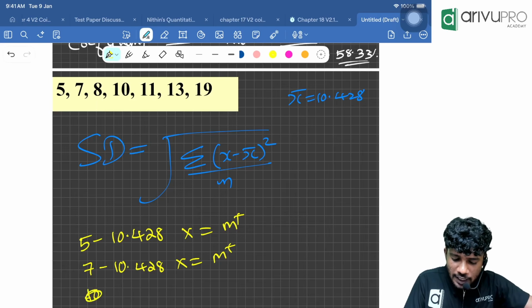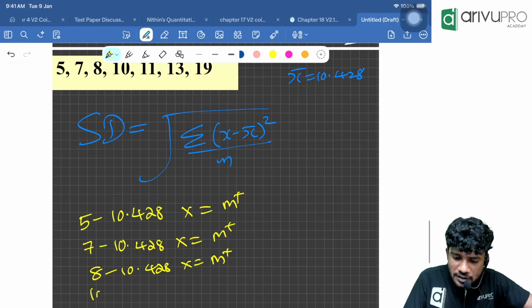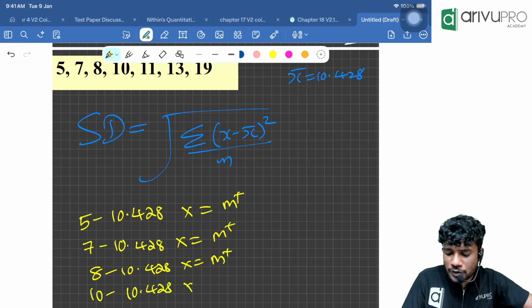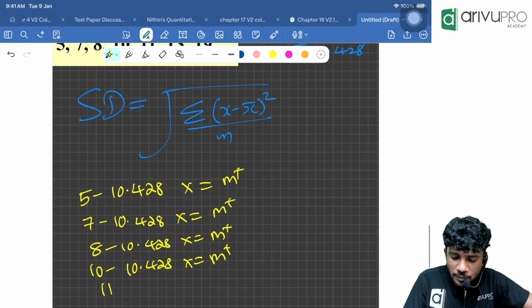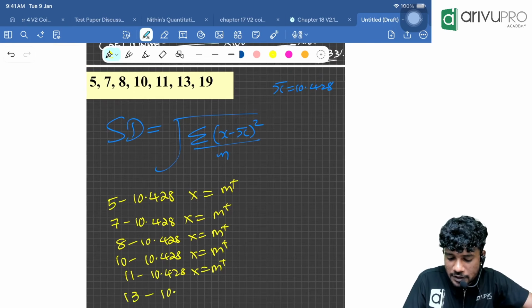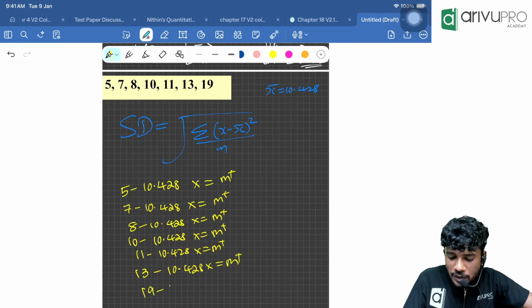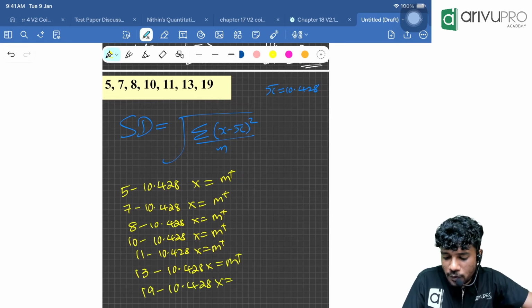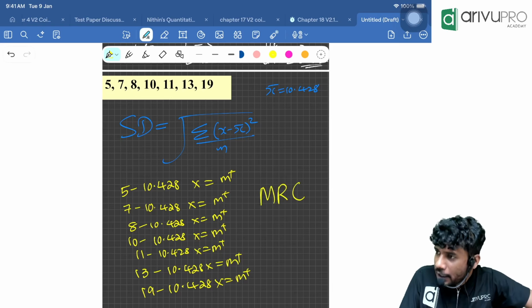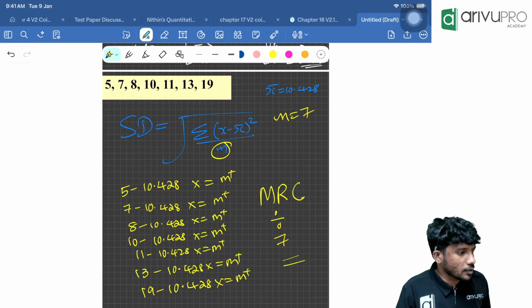Then 8 minus 10.428 into equal to M plus. Then 10 minus 10.428 into equal to M plus. Then 11 minus 10.428 into equal to M plus. Then 13 minus 10.428 into equal to M plus, and the last one is 19 minus 10.428 into equal to M plus. Then click which button? MRC. Then divide it by N. N is 7 here, so divided by 7. Click equal to.